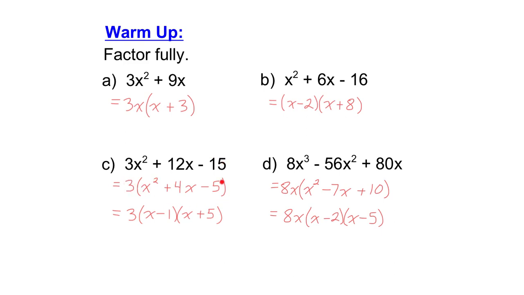x squared plus 4x minus 5. And that can be factored even more. We can factor this simple trinomial. We need two numbers that multiply to -5 and add to +4. So it's -1 and +5. So this is the fully factored form. Likewise, for the last one, we have a greatest common factor of 8x, which leaves us with a simple trinomial, which we can factor, and we get the fully factored form down here.